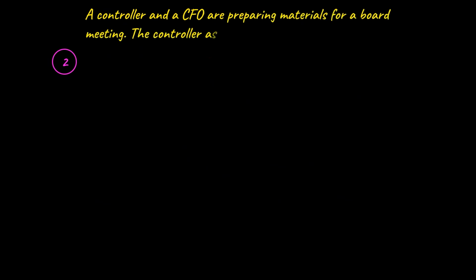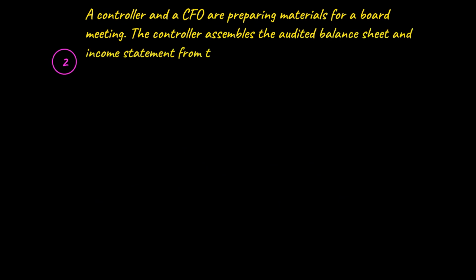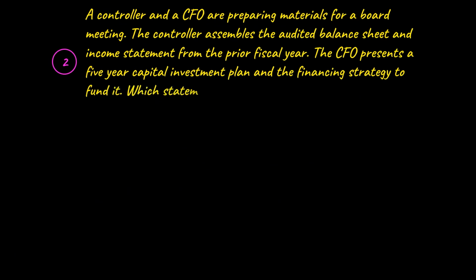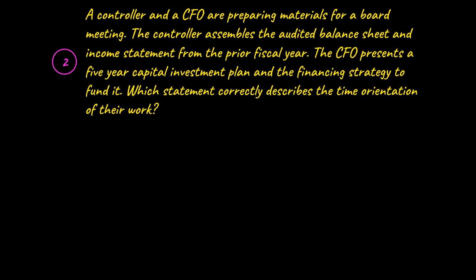Question 2. A controller and a CFO are preparing materials for a board meeting. The controller assembles the audited balance sheet and income statement from the prior fiscal year. The CFO presents a 5-year capital investment plan and the financing strategy to fund it. Which statement correctly describes the time orientation of their work?